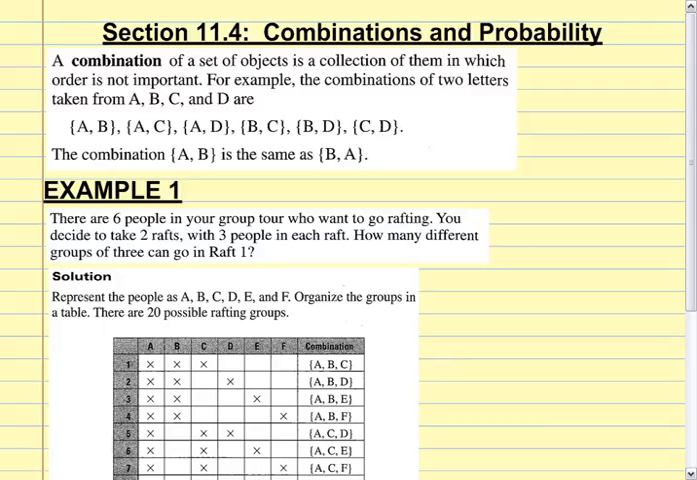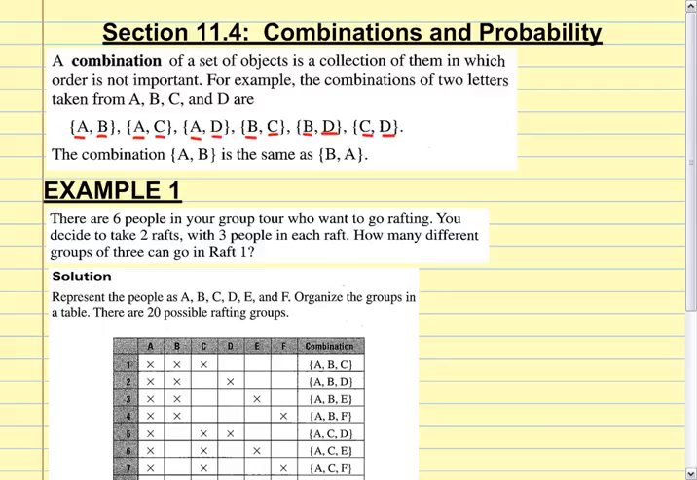Okay, so today we're talking about combinations and probability. A combination of a set of objects is a collection of them in which order is not important. We consider them all the same so we don't repeat them. For example, the combinations of 2 letters taken from A, B, C, and D are AB, AC, AD, BC, BD, CD.